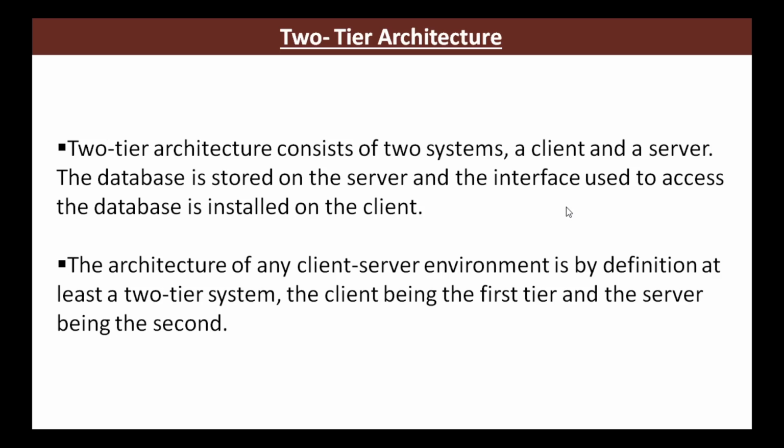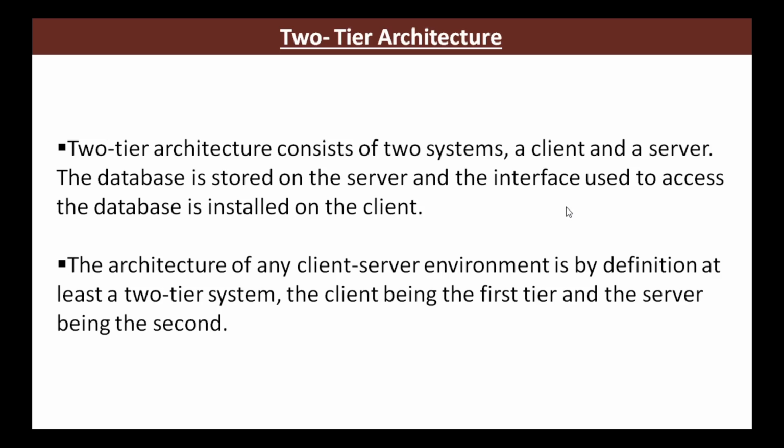Coming to the two tier architecture. In two tier architecture, it consists of two tiers or two layers or two systems. Those systems are called client and server. In single tier architecture, all the components are to be presented in one system only. But in two tier architecture, all the components are distributed among two systems. One system is called client and the second system is called server.